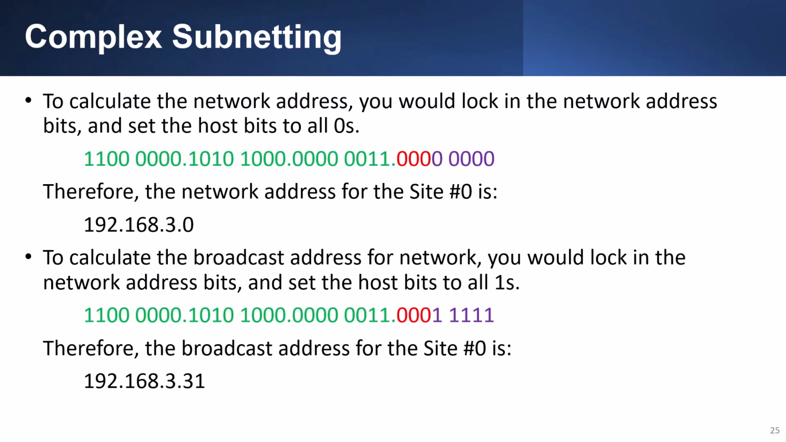To calculate the network address, you lock in the network address bits and set the host bits to all zeros as shown on the screen. Therefore, the network address for the main site is 192.168.3.0. To calculate the broadcast address for the network, you lock in the network address bits and set the host bits to all ones as shown on the screen. Therefore, the broadcast address for the main site is 192.168.3.31.